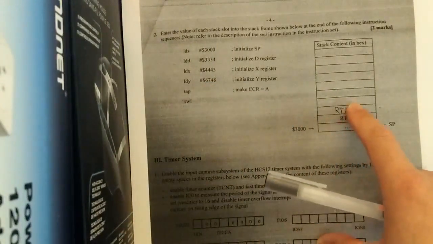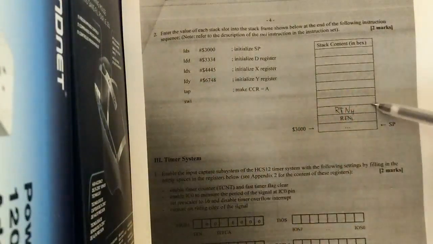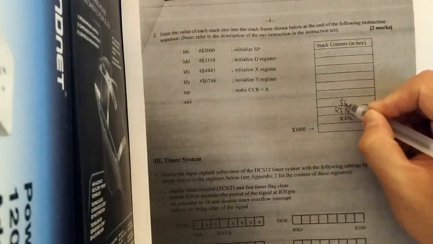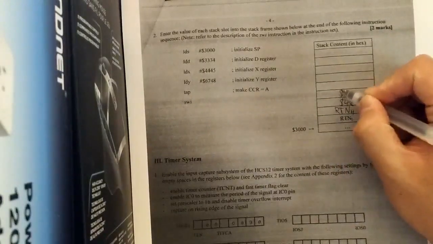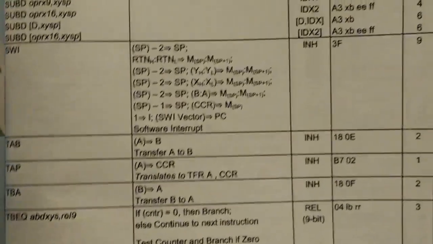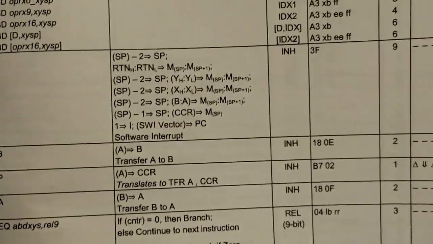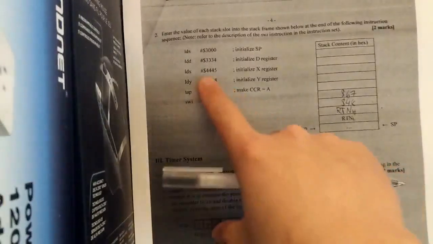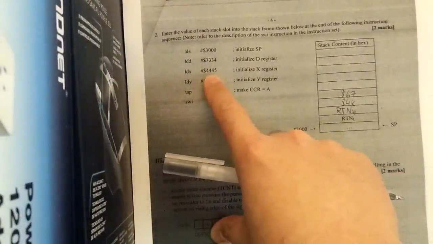Okay, so SP minus 2, reserve 2 of them, 1 and 2, and then in the first one we're going to put the leftmost byte, which is 48. So this one's going to be $48. This guy's going to be $67. Okay, so let's go back to the instruction set here now. Okay, so it's register X now, right? So okay, register X, cool. So let's put in register X. So load X with 4544.